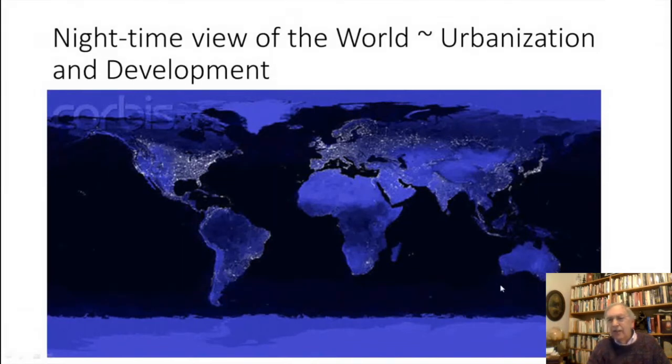New Zealand doesn't show up very much, although their city assemblies aren't as big. They're like 500,000 rather than 10 million or something. But the point is that nighttime lights are a good indicator of urbanization. Urbanization reflects, to a large extent, the level of economic development in a country.